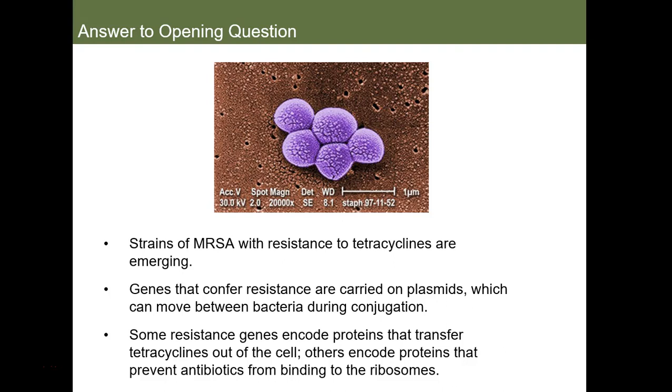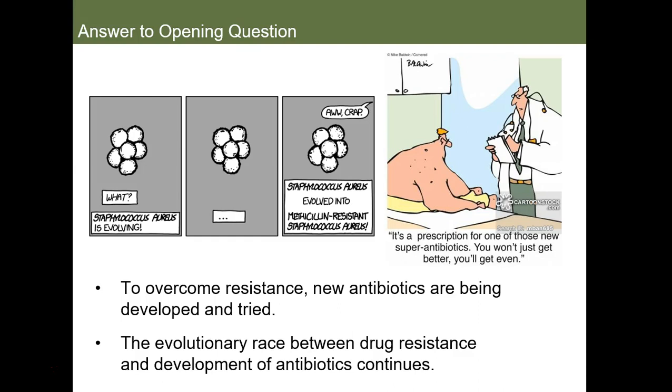However, strains of MRSA that are resistant to tetracycline are emerging. As we saw earlier with bacterial conjugation, bacteria can pass antibiotic-resistant genes on plasmids between them. These resistant genes may encode for proteins to transfer tetracycline out of the cell, or genes to prevent tetracycline from binding to the ribosome. To overcome this resistance, new antibiotics are being developed and tested. In a sense, there is an arms race between drug resistance and antibiotics that will always continue.